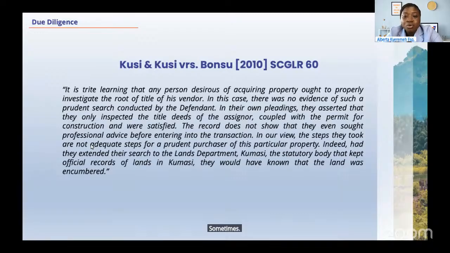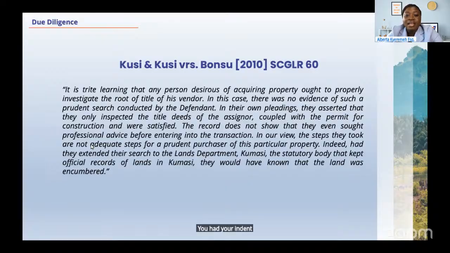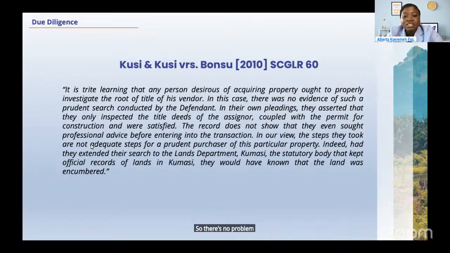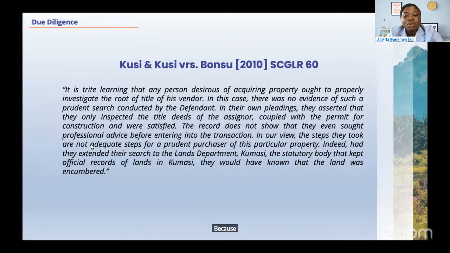Sometimes, in your view, your acquisition was genuine. You paid everything that you're supposed to pay. You had your indenture, you had your site plan. They even showed you their own title documents and everything was in order. So there's no problem. But the court is saying here that the defendant was not a prudent purchaser because they did not conduct a search at the Lands Commission.